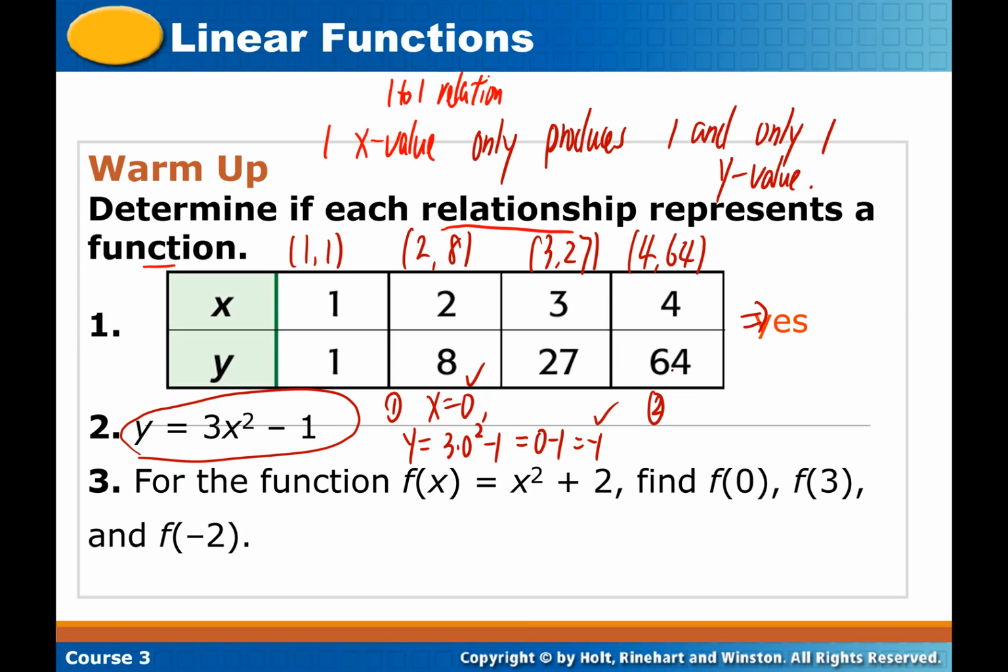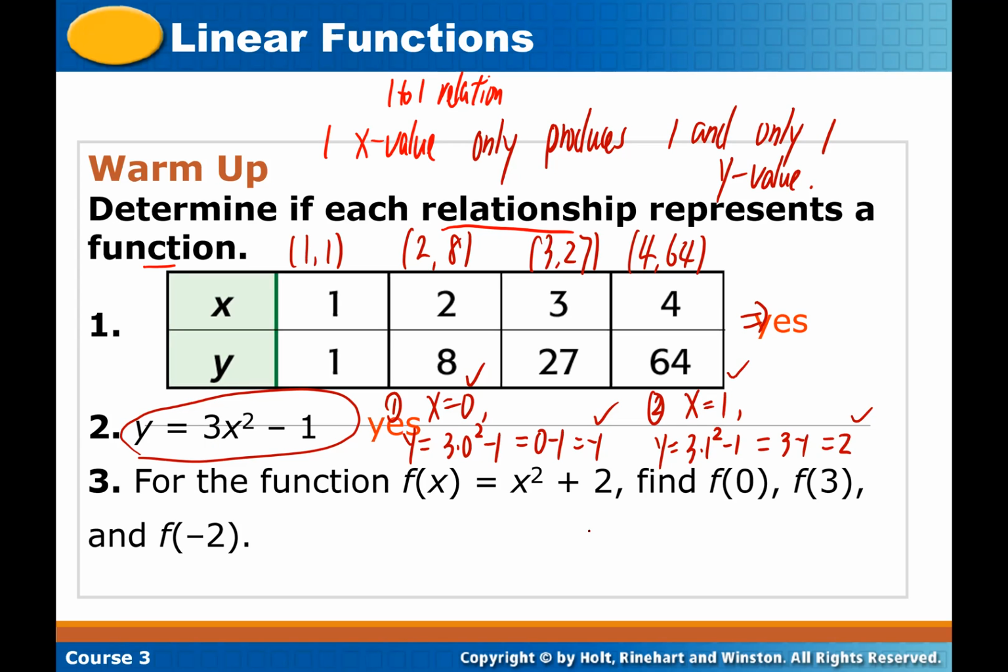And you can also pick another x value. Let's say x equals 1. Let's see what the y value is. y equals 3 times 1 squared minus 1. 3 times 1 squared is 3, and 3 minus 1 is 2. So again, it's one to one. One x value produces only one y value. So this is not a linear function, right? But it's a function. This is what we call a quadratic function. All right. And the third one is still a quadratic function, right?